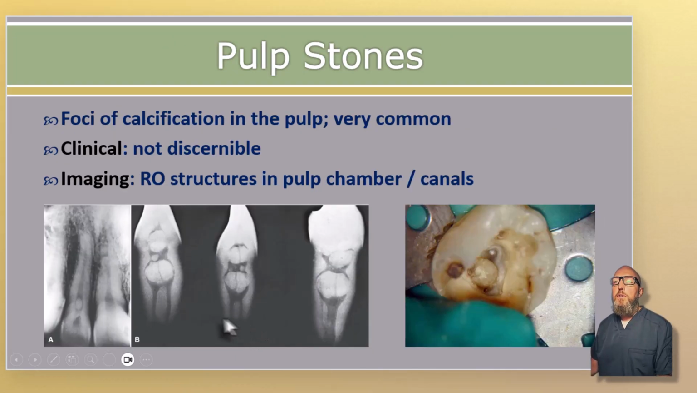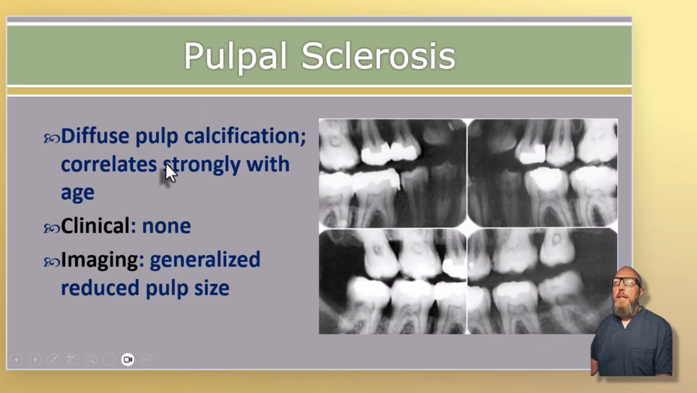All right, pulp stones. This is just a foci of calcification within the pulp. Really common to see this. Clinically, you're not going to see it, and that's why you've got to look at these areas radiographically. These are pretty exaggerated areas. That one's a little more common, but you'll see these pulp stones inside the patient's roots or in the pulp chambers. And then this is really similar, pulpal sclerosis, where instead of just individual stones, it looks more like that granular ground glass appearance, but more of a diffuse calcification within the pulp stone. And this really correlates with age.